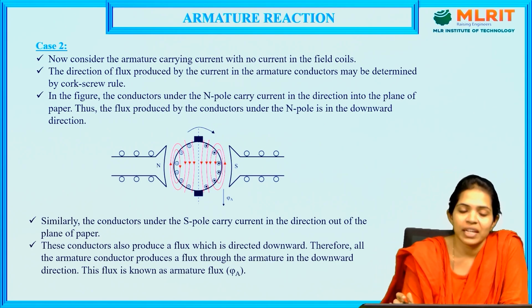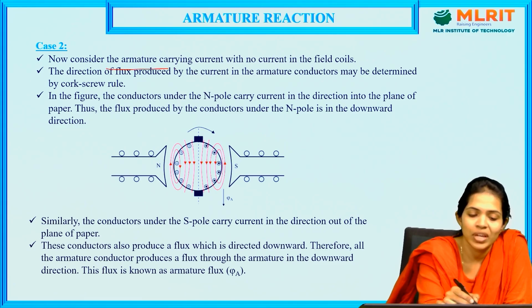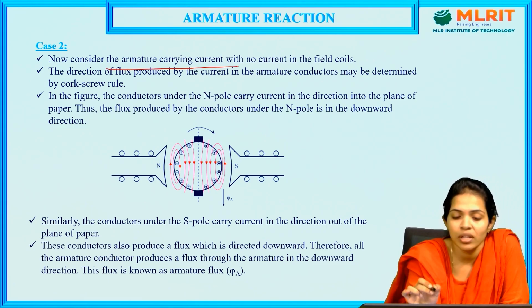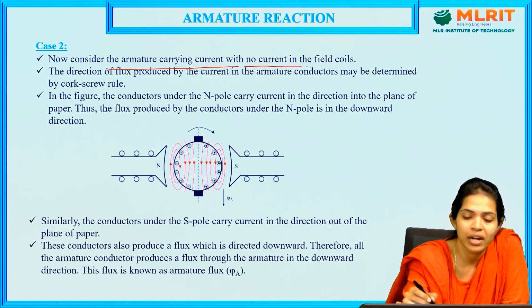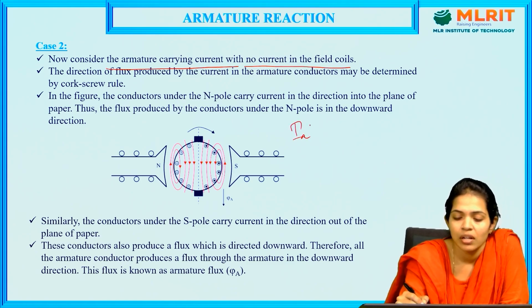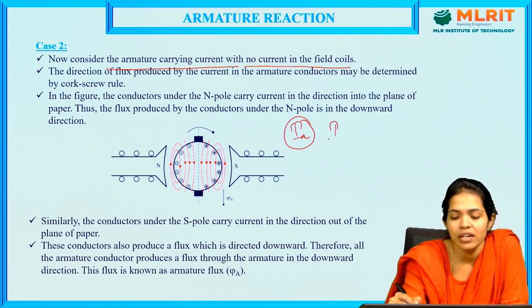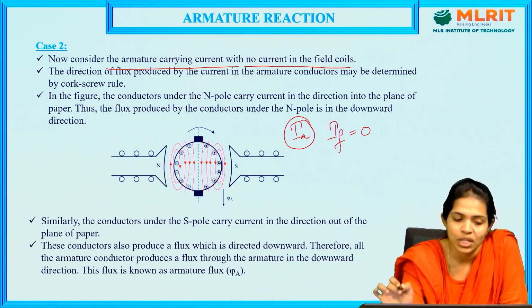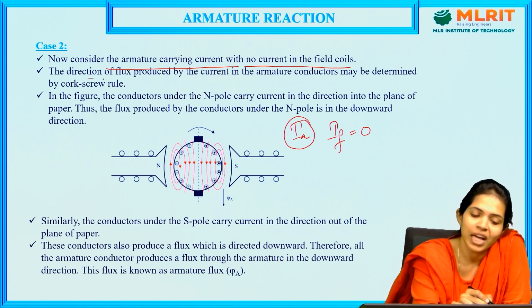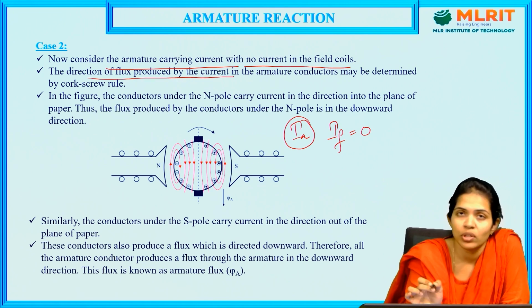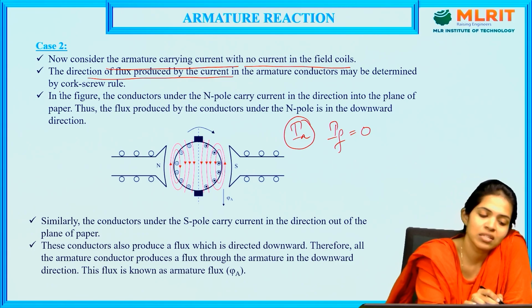Moving on to case 2. Now we consider there is current flowing in the armature conductors and there is no current in the field coils. So we have current in the armature conductors and the field current flowing in the field coils is equal to 0. In this particular case, the direction of the flux produced by the current in the armature is determined by the corkscrew rule.